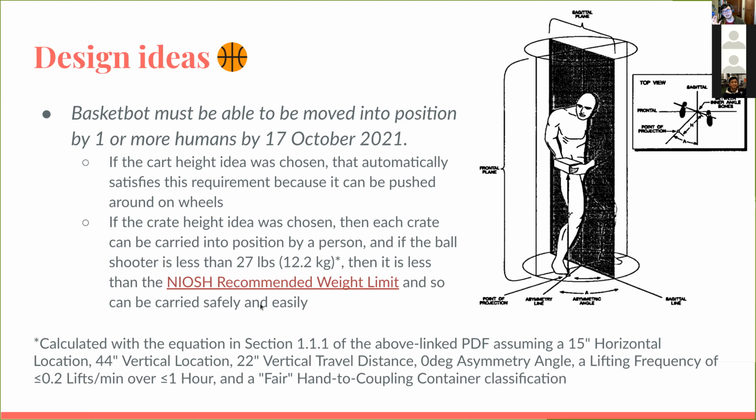You can calculate the greatest weight that you can lift given those parameters. I guess you don't calculate it with the weight of the thing; you use it to calculate the weight of the thing that you can lift. Anyway, you put a bunch of numbers into an equation to figure out, okay, we can have this thing weigh at most 27 pounds. This is assuming that we went with the crate design, which involves lifting fairly high up, to what I think I said was 66 inches. The output of this requirement is the ball shooter must be 27 pounds or less.